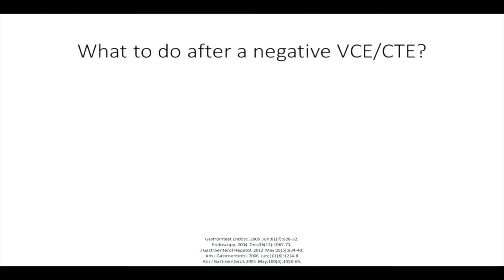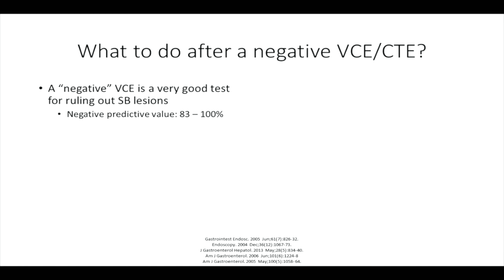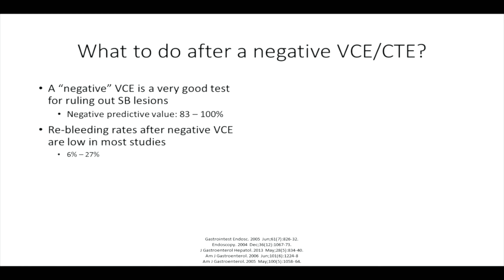What do you do next? Well, the fact is that a negative capsule is actually a very, very good test for ruling out small bowel lesions. The negative predictive value in various studies ranges between 83 and 100%. And the rebleeding rate after a negative capsule is actually very low. So it's a very good test for ruling out bleeding.